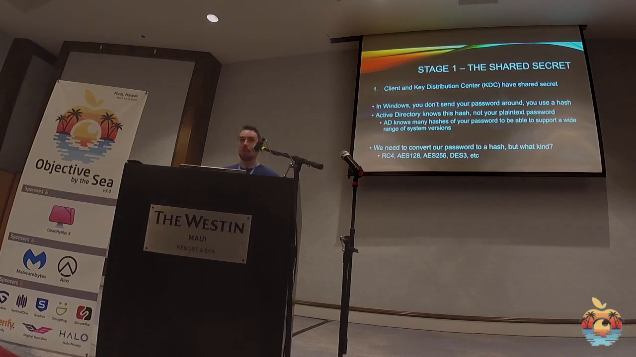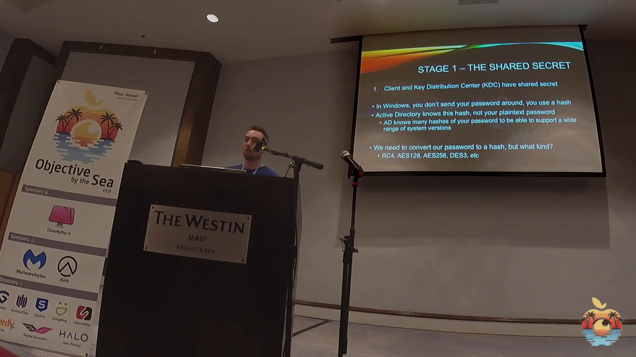So that's stage one. I said in the beginning, there was a shared secret. What is that? In Active Directory and in Windows, you're not sending your clear text password around. In some cases, you're not even sending the hash of your password around either. Active Directory doesn't know your plain text password. It knows hashes of your password. So you have to go from plain text password to one of these hashes. That's the shared secret that you're going to be using for this. Active Directory knows many versions of this hash, such as RC4, AES 128, AES 256, all these different ones.